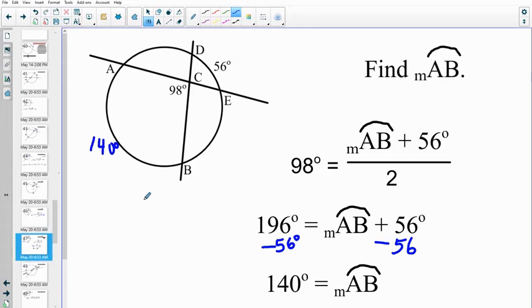Now, of course, if this was a test or a quiz, you'd probably check and make sure that that works. 140 plus 56 is 196, divided by 2 is 98 degrees. Okay, good, so it works out.